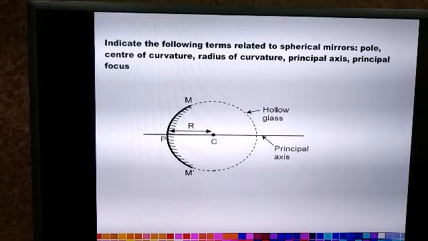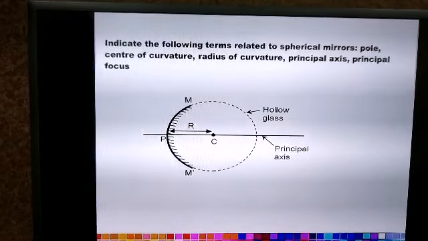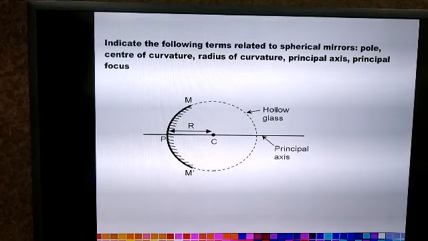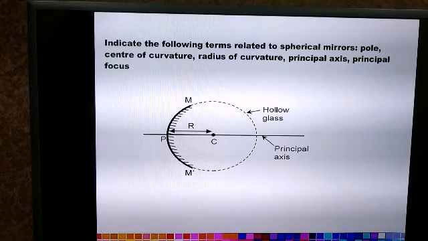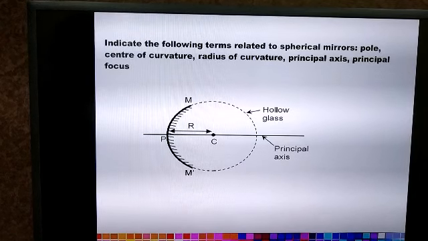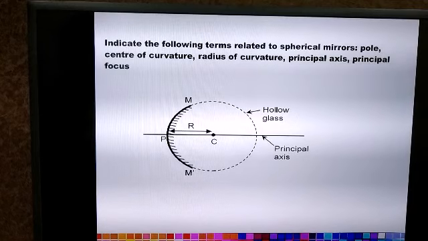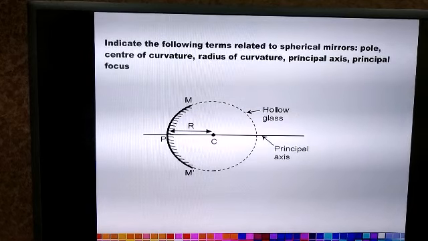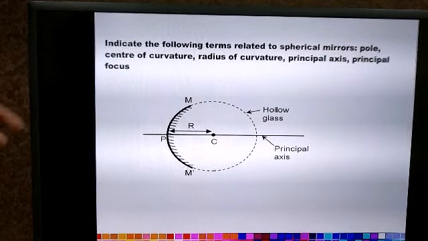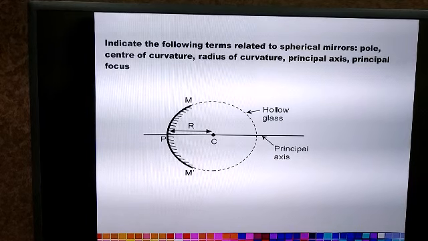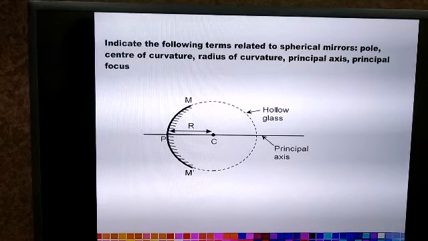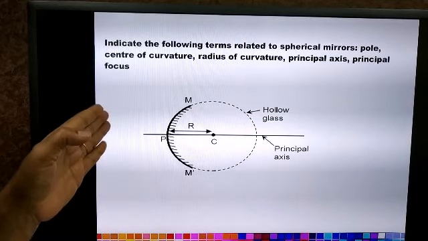Okay, so in this case, I have shown a convex mirror. It is painted on the inner side and the outer surface is the reflecting surface. Okay, so it's a convex mirror. So we have to label all these different parts: the pole, the center of curvature, the radius of curvature, the principal axis, and the principal focus. So in this diagram, the entire diagram represents a hollow glass sphere. A glass sphere which is hollow from inside, that sphere is represented. And this sphere is cut from one side and it is painted from the inner surface.